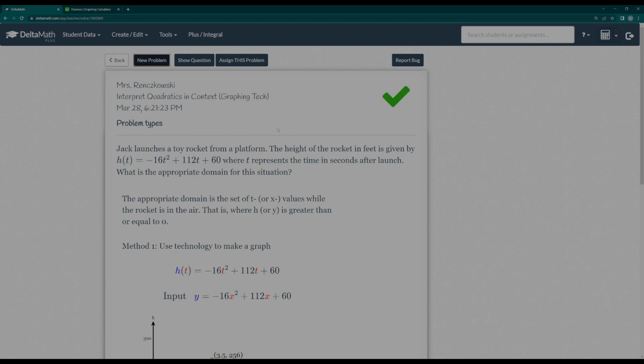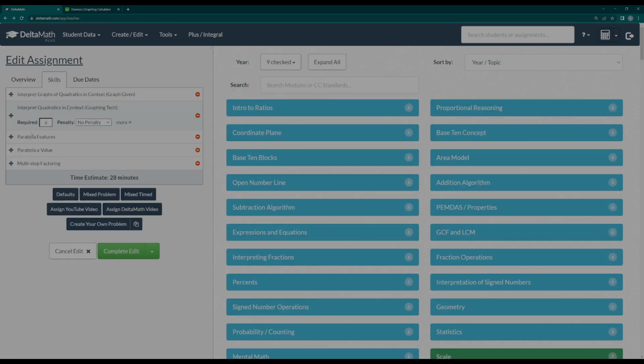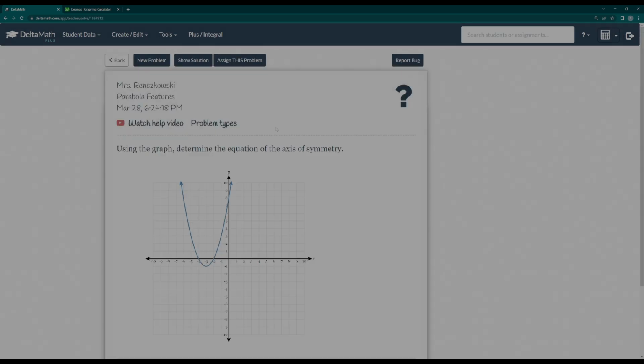So this is something kind of new. This is set notation. We have not talked about it too much, but you just need to remember the regular parentheses means it can't be that number, whereas the brackets means it can be that number. And just remember, it says graphing tech. That means you are allowed to use Desmos. Now, next up is Parabola Features.